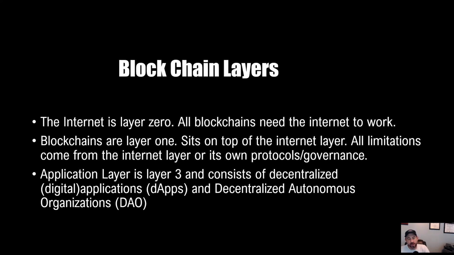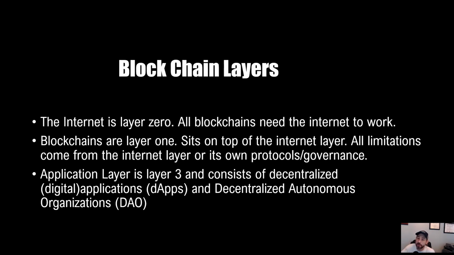Let's talk about the layers of the blockchain, because I think, visually, this is very important. You're going to see a lot of information about layers of blockchain and what layer 0, 1, and 2 are, and I've seen big things, but in my mind, this is how I layer them. Layer 0 is the internet. Blockchains need the internet to work. Built upon that are blockchains, which are layer 1. It sits on top of the internet layer. And all limitations at this point are either going to come from the internet or from the protocols of the blockchain itself.